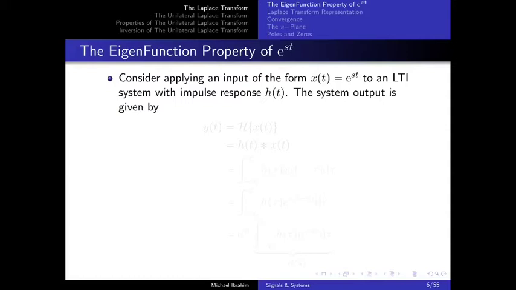Why do we want to represent any continuous time signal in terms of e to the power st? In order to understand this, let's try to answer this question. Consider applying an input x of t, which is equal to e to the power st, to an LTI system whose impulse response is h of t. And let's try to find the system output in this case.